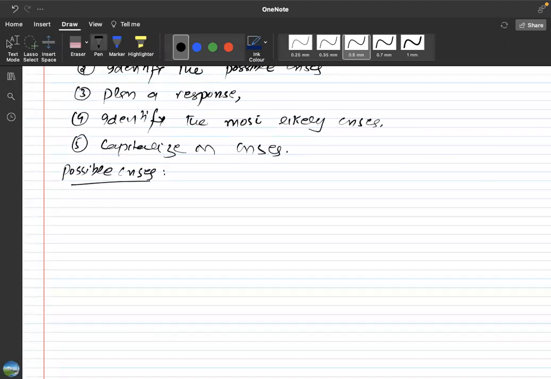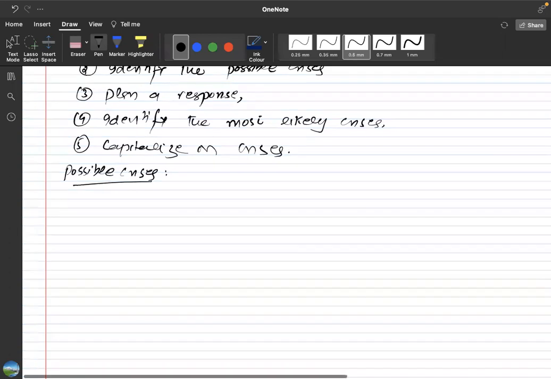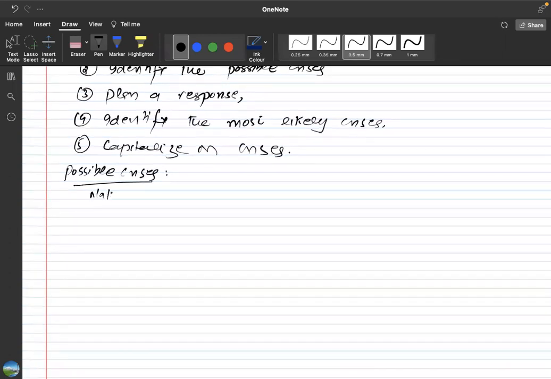Next thing that we are going to study are the possible crises, and then we'll study the behaviors of the business, how the business can handle those crises. The list of possible crises is very long. We have a number of possible crises, but we'll talk about only a few. First of all, one possible crisis is the natural disaster.